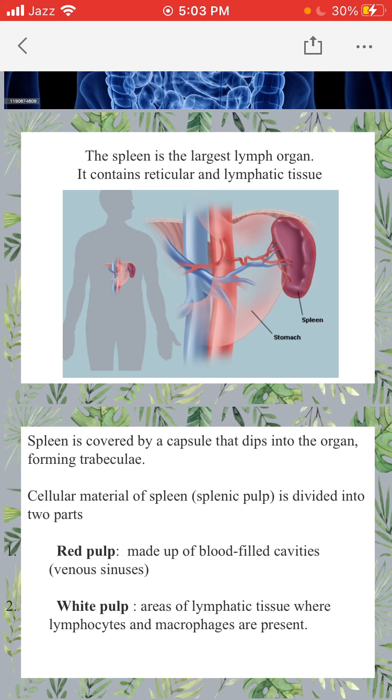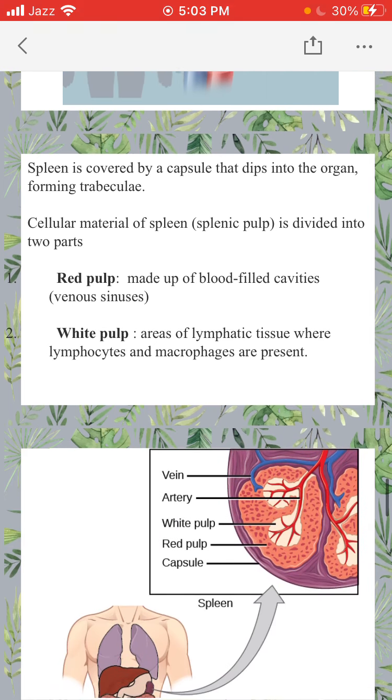And white pulp is an area where we have lymphocytes and macrophages. So in white pulp we have WBCs, white blood cells. These are the lymphocytes and macrophages. So this area is known as white pulp.